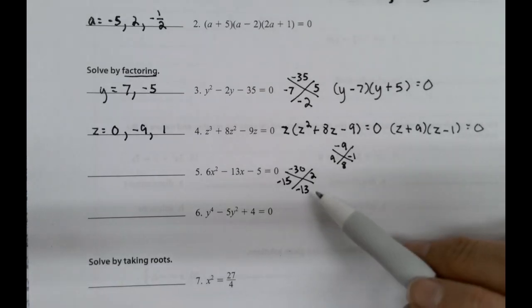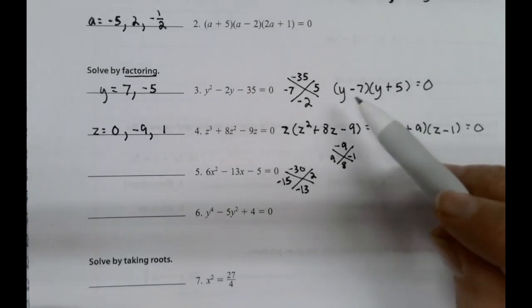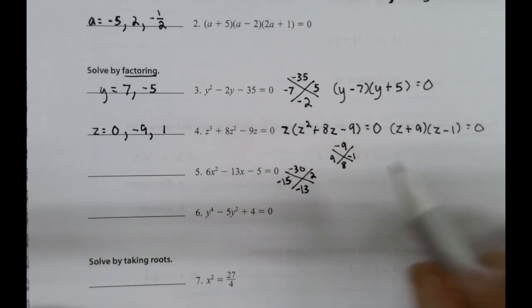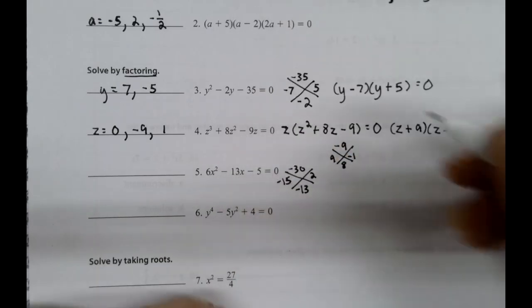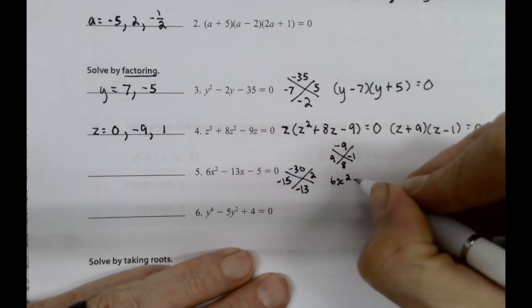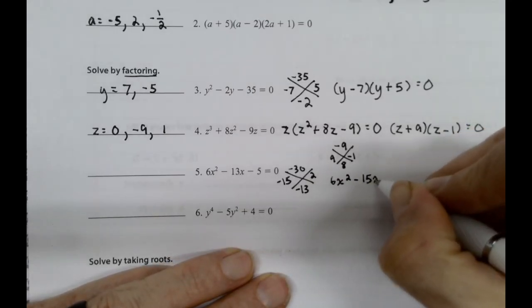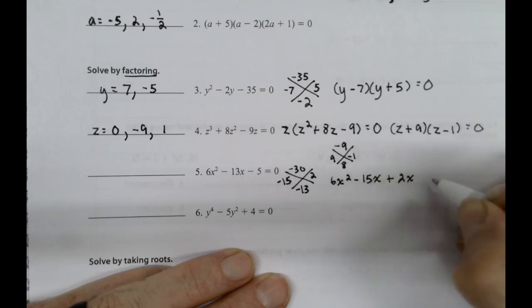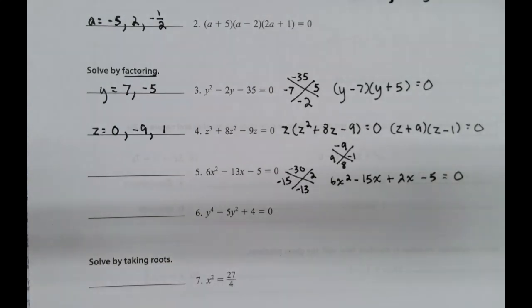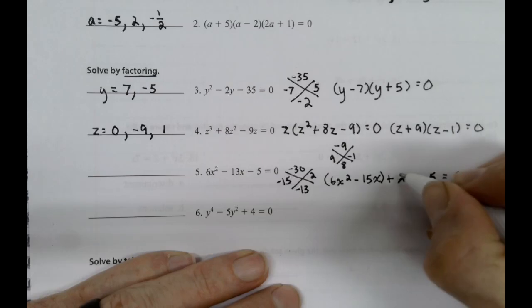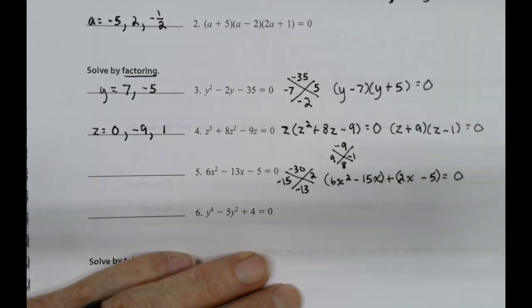Now, here's where I have an extra step I didn't have to worry about with problem 3, or really even with problem 4. I've got to rewrite the expression now. So it's going to be 6x squared minus 15x plus 2x minus 5 is 0. And I have to do some grouping. I group the first two terms together, and I group the last two terms together.